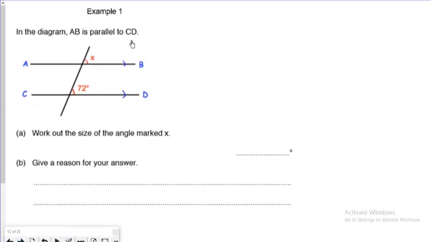In the diagram, AB is parallel to CD. Work out the size of the angle marked X. So X is equal to 72 degrees. Give a reason for your answer. The reason is simple and short: corresponding angles are congruent.